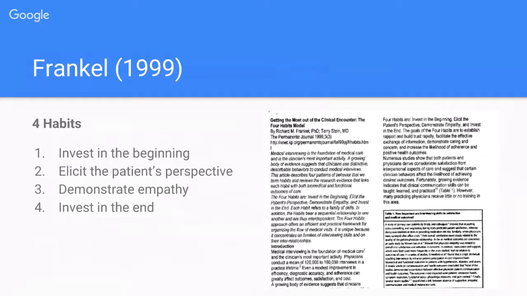And then next up, investing in the end. Although maybe not as related to the subjective history, still very important, and I want to touch on it here. First, delivering diagnostic information. Okay, going over the exam. What happened? What was positive? What was negative?